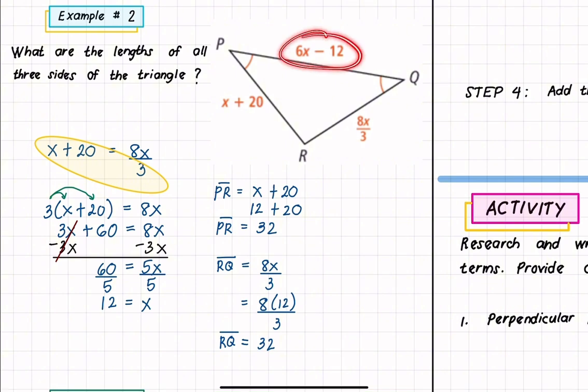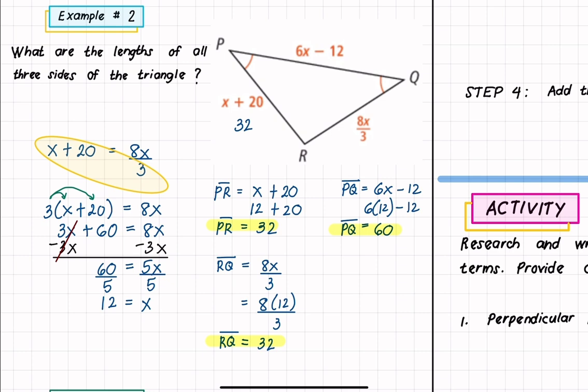And lastly, for side PQ, so side PQ is equal to 6x minus 12. So substitute the value of x, which is 12. We have 6 times 12 minus 12. So 6 times 12 minus 12 is equal to 60. So these are the measures of the sides. Side PR is 32, side RQ is 32 units, and lastly, side PQ measures 60 units. Those are the lengths of all the three sides of the triangle. So again, side PR is 32, side RQ is 32, and side PQ is 60.